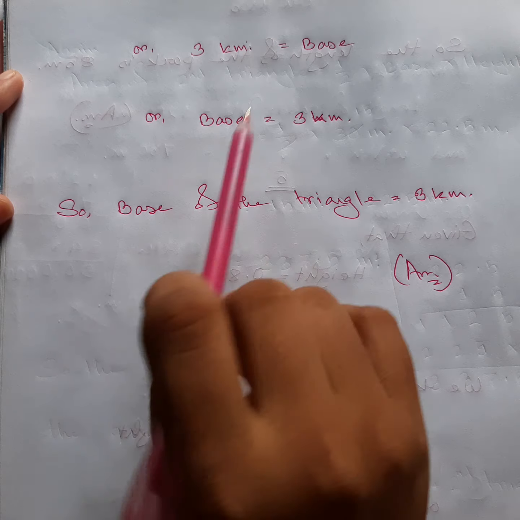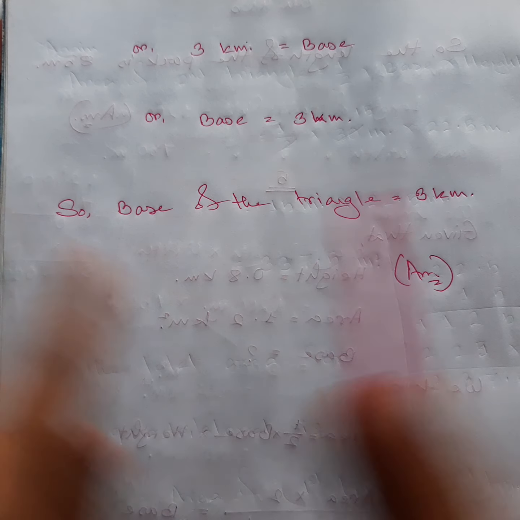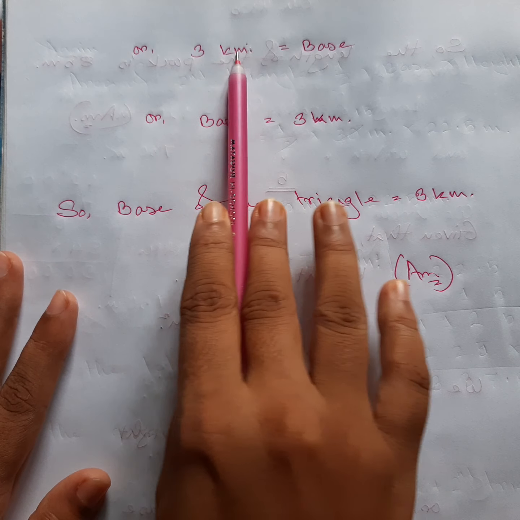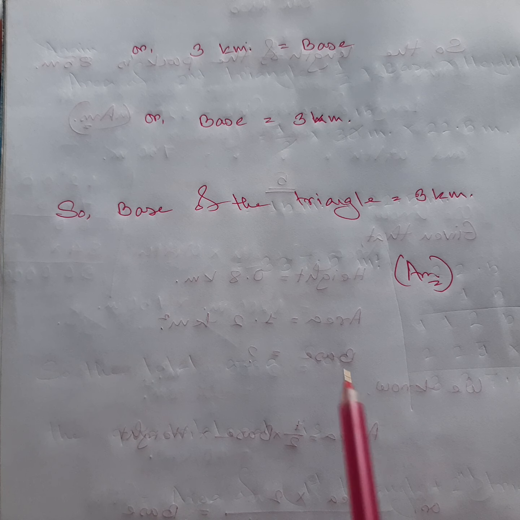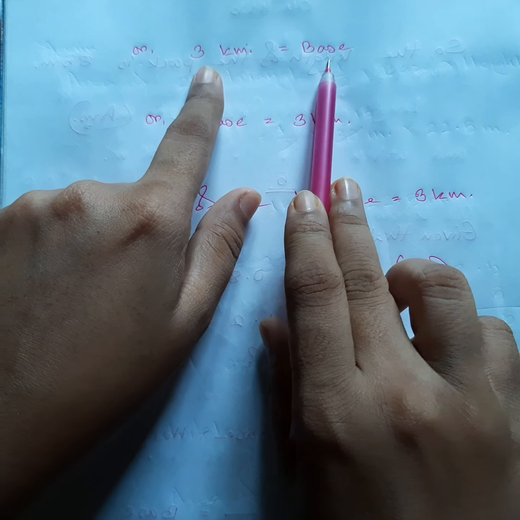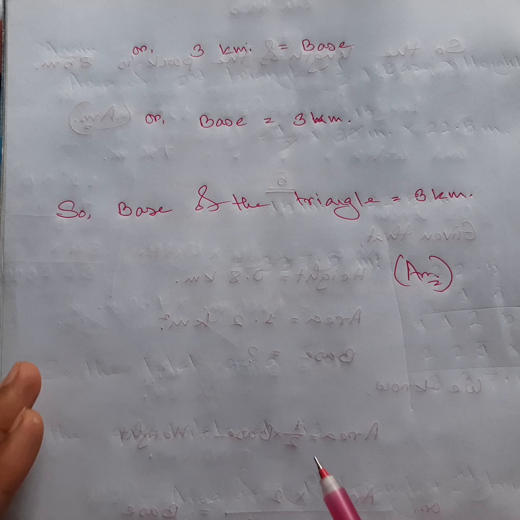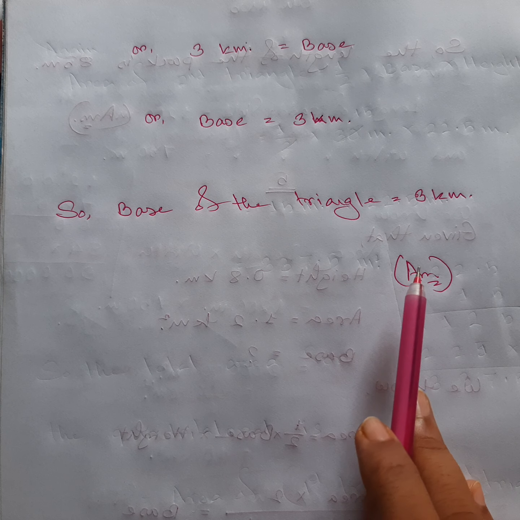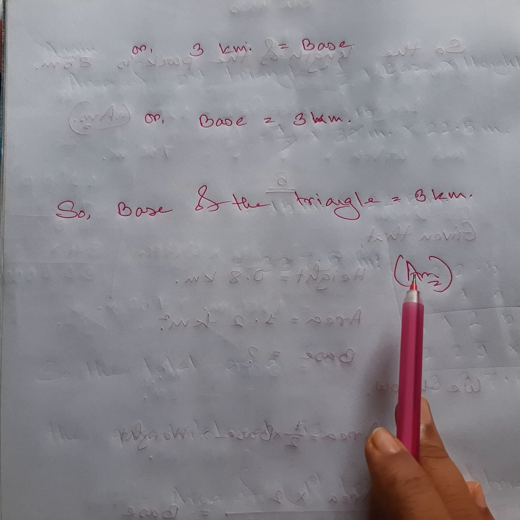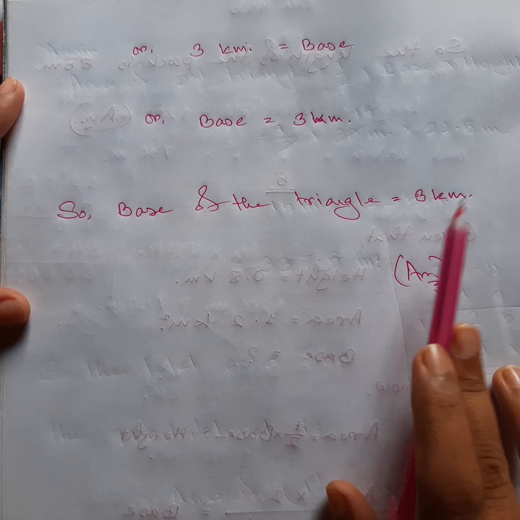Here 3 kilometer equal to base, so we just swap them, taking 3 on one side and base on the other side. So that's it. We can do it at the last. Okay, if there is nothing else, only one element is left to change, we can change the side. Okay, there is another rule. Definitely you are going to learn it in class 6. Don't worry about it. So the base is 3 kilometer.